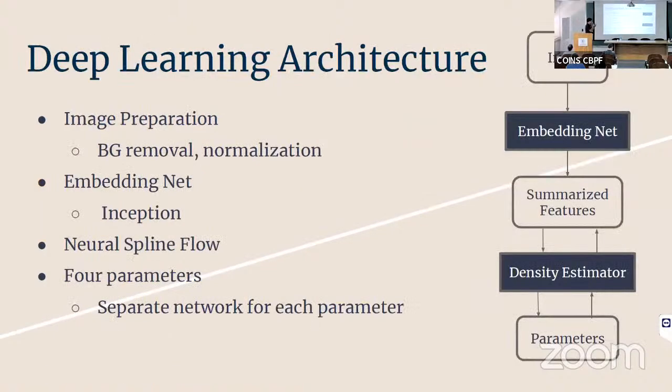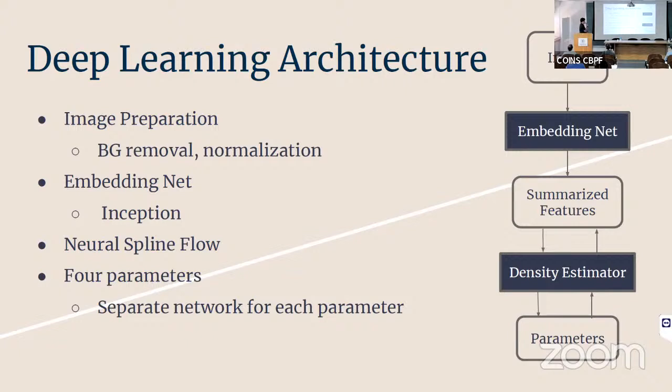Before showing these images to our model, we take a step of image preparation. We do background removal and normalization. And instead of directly showing the images to the density estimator, we use an embedding net, which is essentially a CNN that summarizes the information in an image into a smaller vector, so that the density estimator works with low dimensional data and can be trained much faster. For this, we're using an inception architecture, which is a well-known convolutional neural network architecture. And for the density estimator, the architecture of normalizing flow that we're using is named neural spline flow.